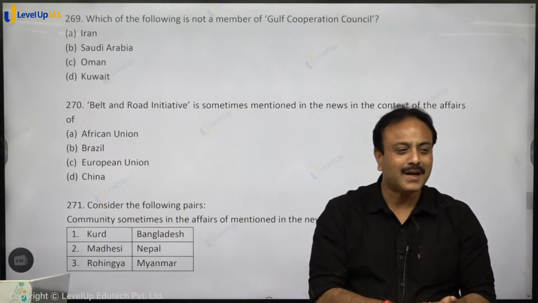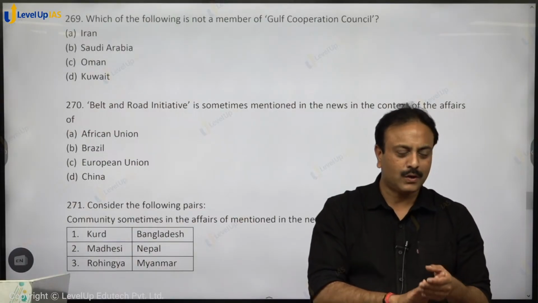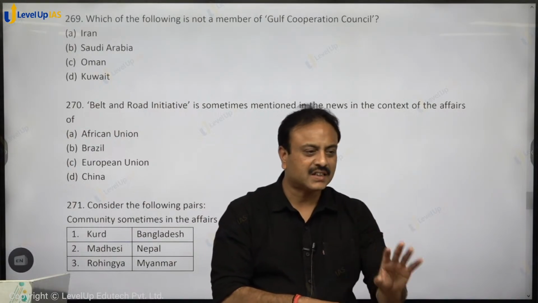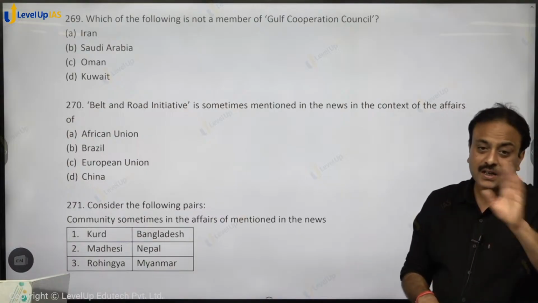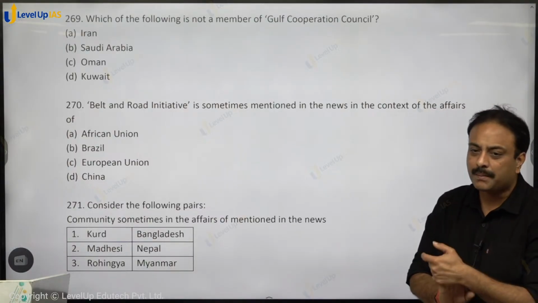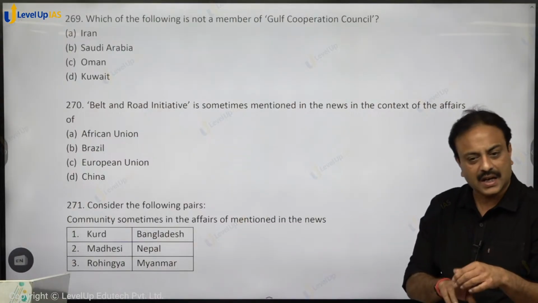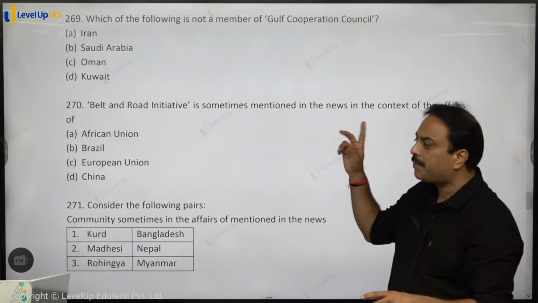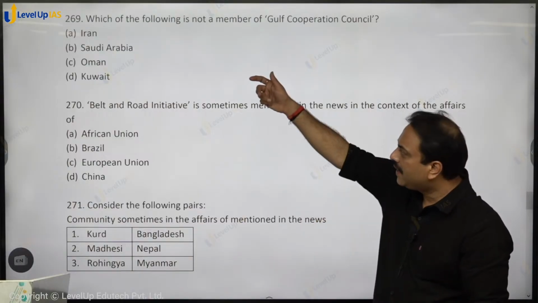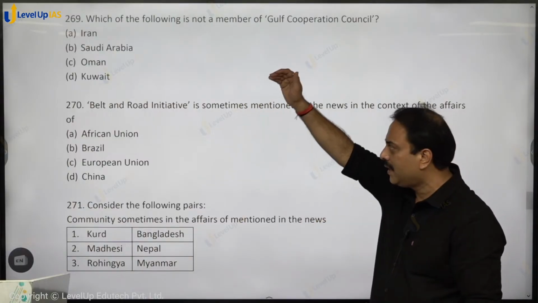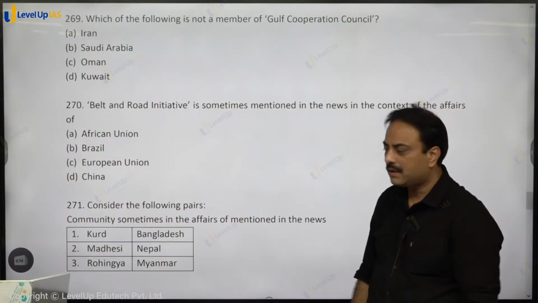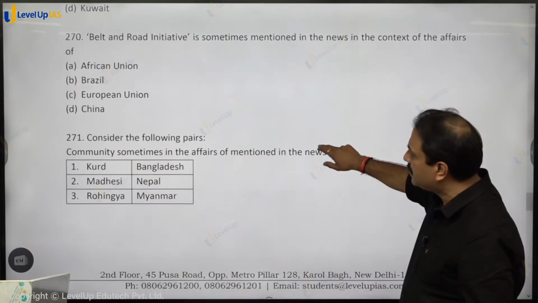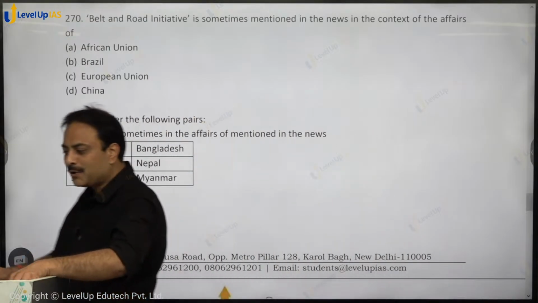Oman, United Arab Emirates, Saudi Arabia, Qatar, Bahrain and Kuwait. These 6 countries are in the Gulf Cooperation Council. Which other countries have a coastline on the Persian Gulf but are not members of the Gulf Cooperation Council? One is Iran, one is Iraq. These 2 countries have their coastline on the Persian Gulf and are not members of the Gulf Cooperation Council: Iran and Iraq. Here Iran is given, so Iran is the answer to this question. Saudi Arabia, Oman, Kuwait are there. Understood? Yes. So option A for apple will be the right answer. This is a very difficult question.